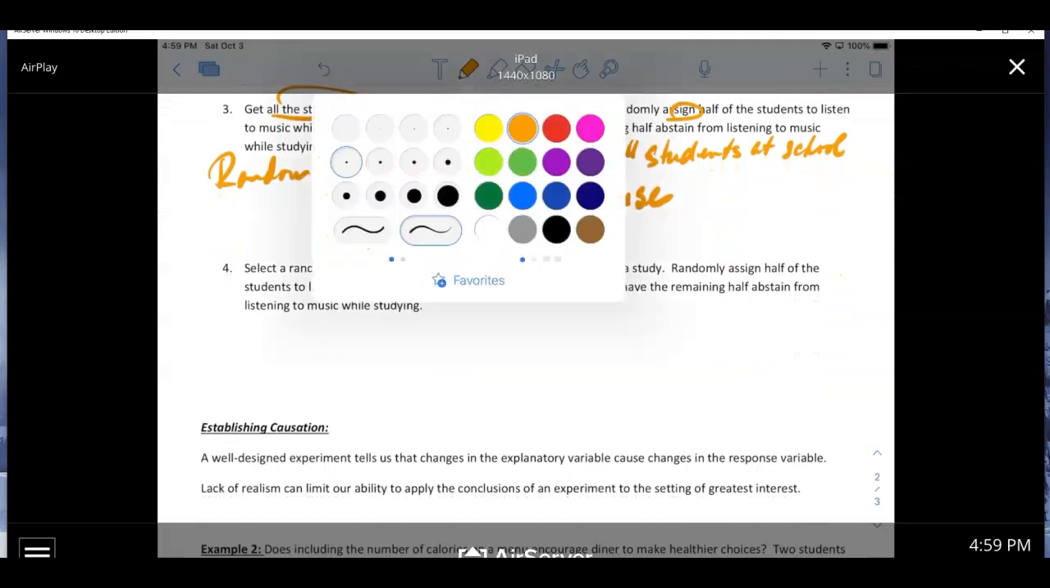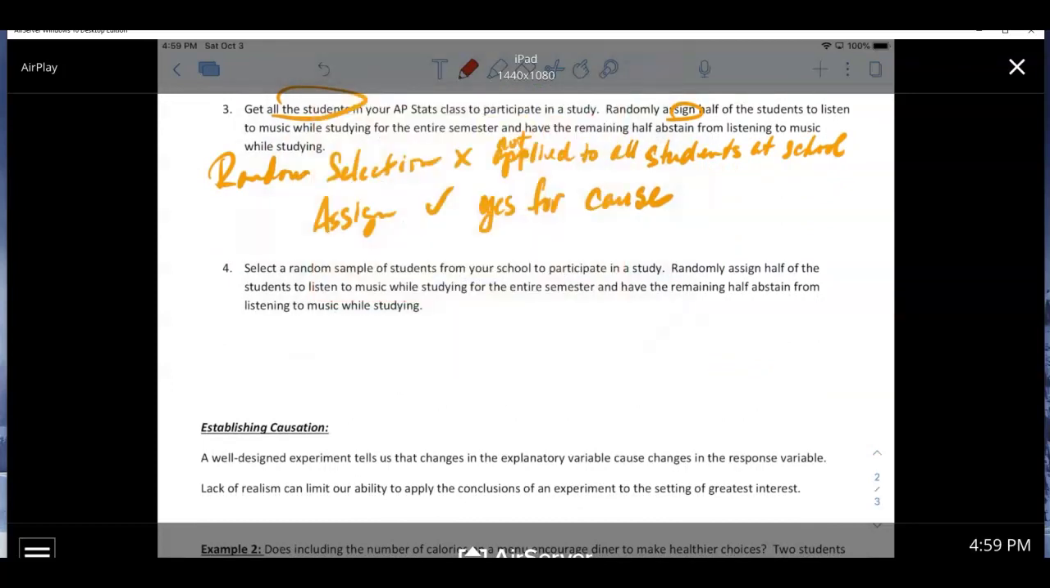And then the last one: select a random sample of students from your school to participate, randomly assign half. There we go, we've got both. So random selection, we've got yes, so we can apply it to all students at the school.